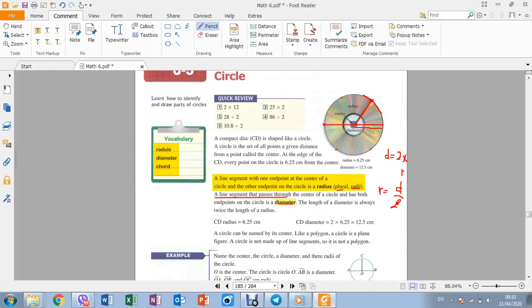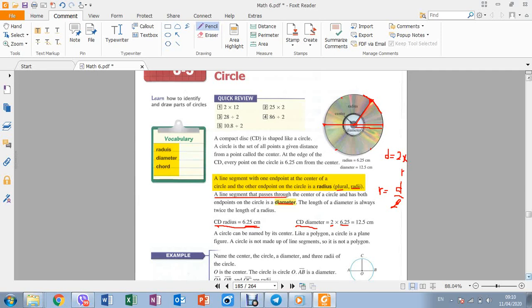Okay, now for example, here it gives us the radius. The radius of the CD is 6.25 centimeters. It tells us to find the diameter. At that time, what do you need to do? You need to multiply by 2, because every time the diameter is twice the radius. The 2 is stable, it doesn't change. Multiply by the radius, which here is 6.25. So 2 times 6.25 equals 12.5.